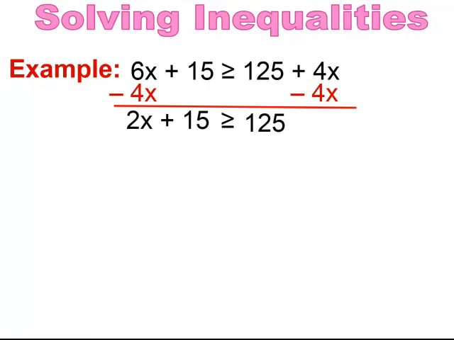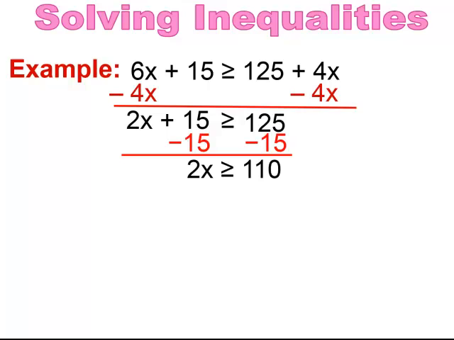And once you have the variables on one side of the inequality symbol, you can solve. Now we have a two-step inequality. I'm going to subtract the 15, and then we're going to divide, and we're always thinking of that rule. Are we dividing by a negative? And we're not, so we leave the inequality symbol as is.